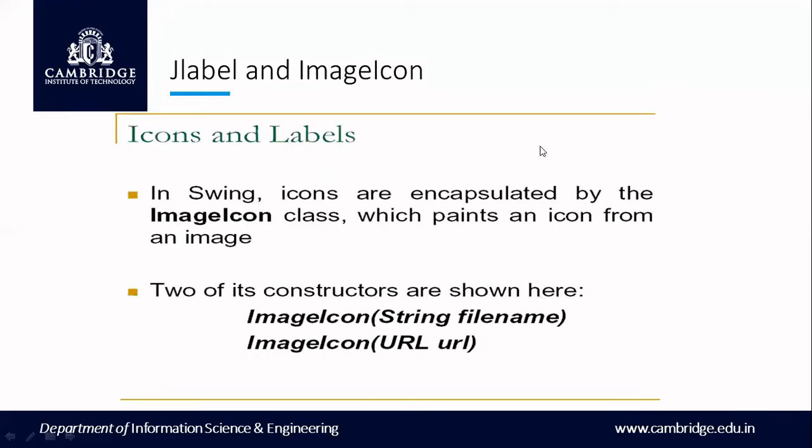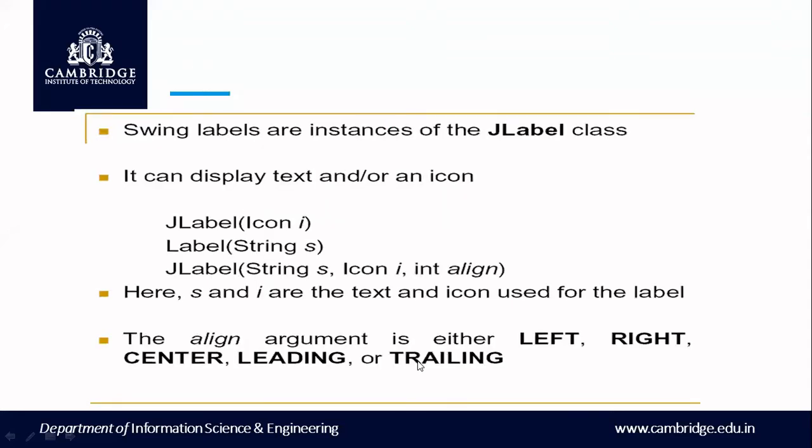So quickly I will summarize what is a JLabel and ImageIcon. If you want to specify an image on your container, you have to use an ImageIcon. Inside the ImageIcon, the constructor accepts parameters like the file name or the URL. You can specify the file name where the image icon is present, or you can specify the URL where the image is present. Next one is JLabel.